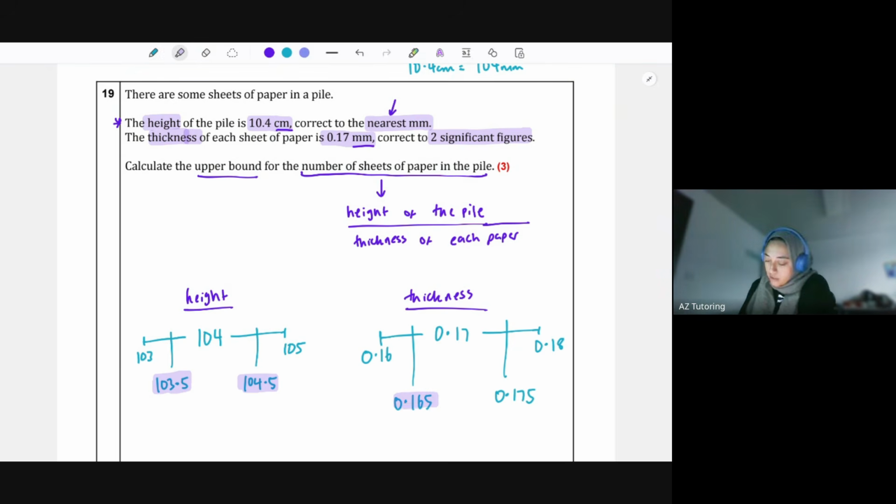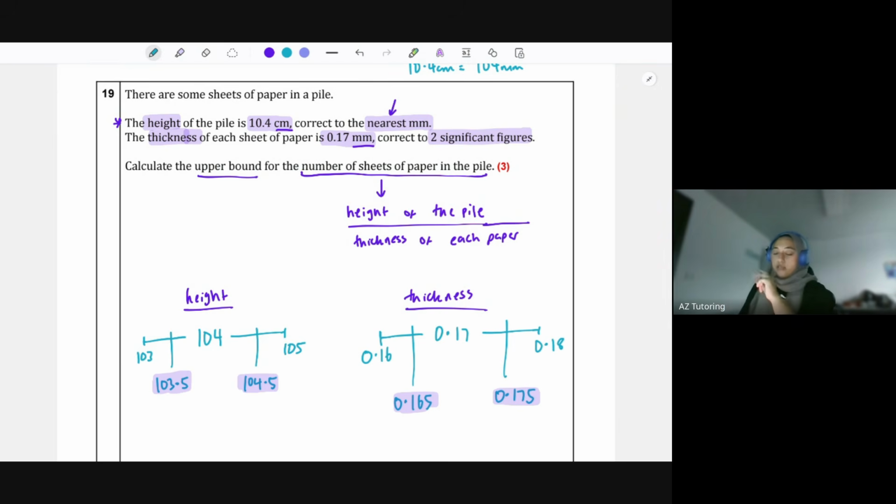Okay, so that's my lower bound and that's my upper bound for thickness. The questioner said calculate the upper bound for the number of sheets of paper in the pile. So we know we need to do the height of the pile divided by the thickness of each paper, but we need to decide, are we using the upper bound or the lower bound for each of these numbers?